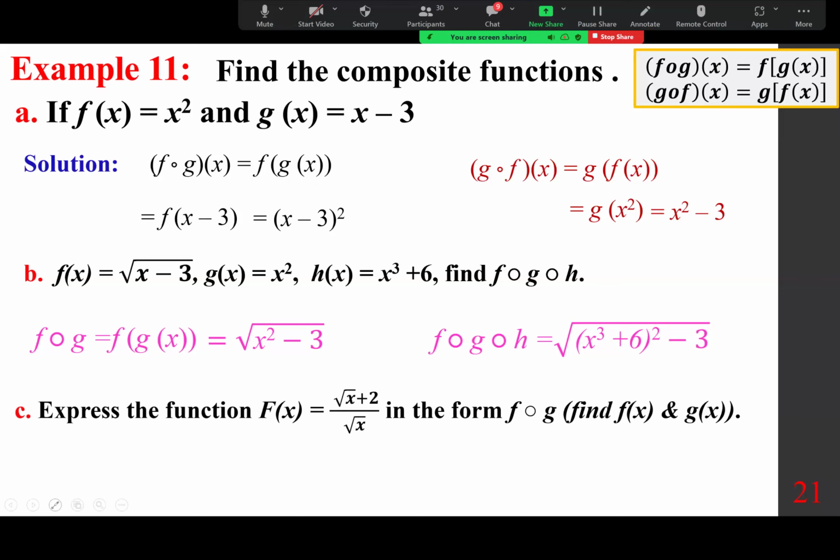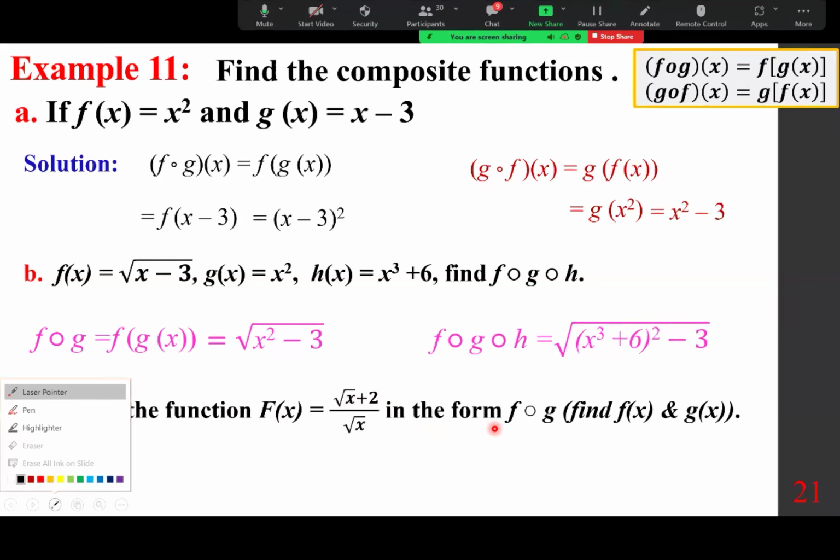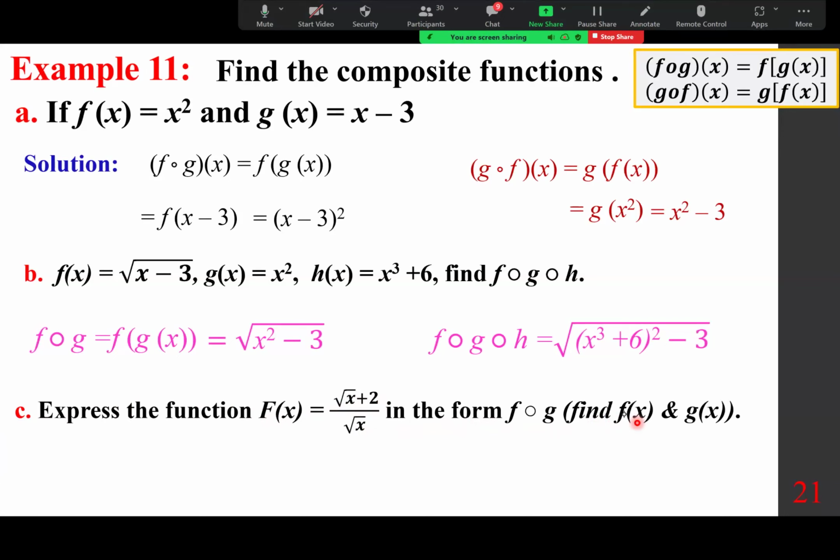Express capital F of x, which is the square root of x plus 2 over x, in the form of f of g. In other words, find f of x and g of x. And this is only by inspection, and this is not unique. Okay, this is not unique.